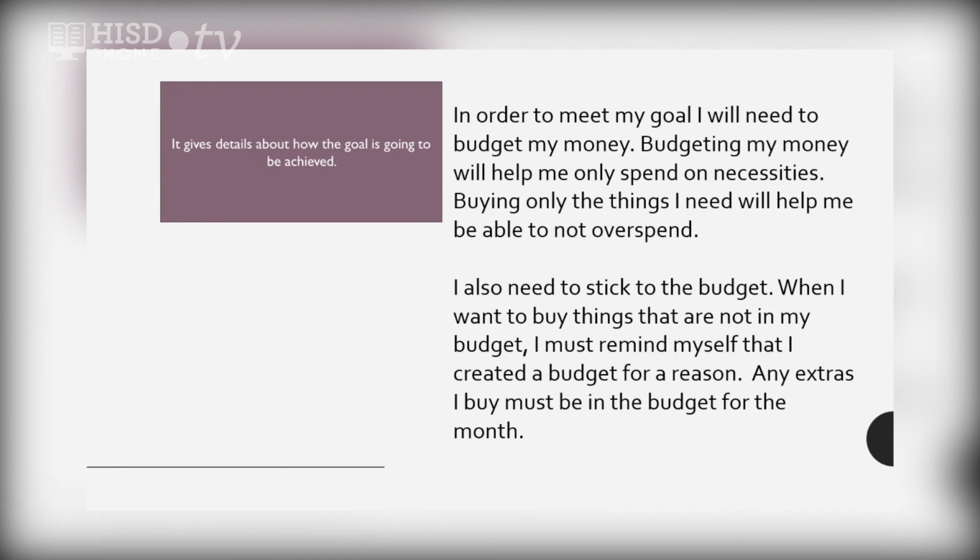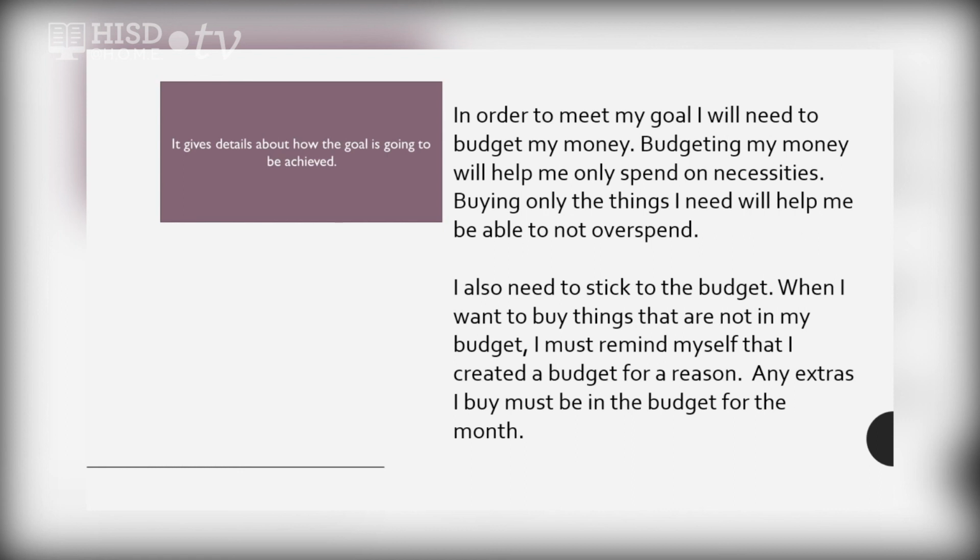Here's the body of my paper. Again, I'm giving details about how I'm going to achieve my goal of saving money monthly. In order to meet my goal, I will need to budget my money. Budgeting my money will help me only spend on necessities. Buying only the things I need will help me be able to not overspend.